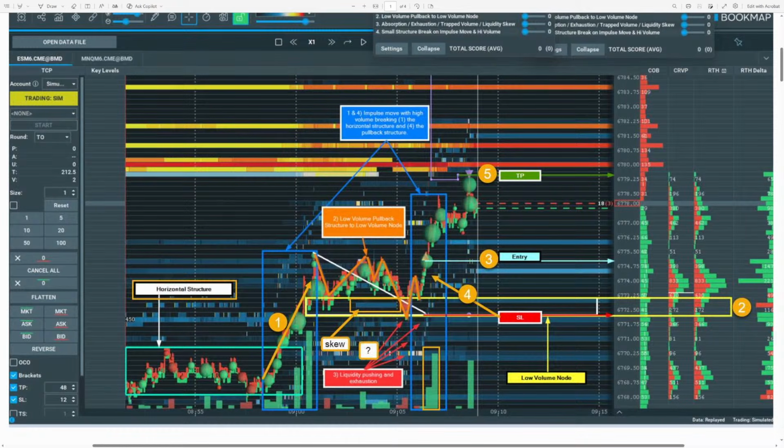The only thing I would have done differently, and I do this a lot, don't mind getting in where you did. I would just pull that stop up really close, because on this kind of a breakout, I want it to continue going.